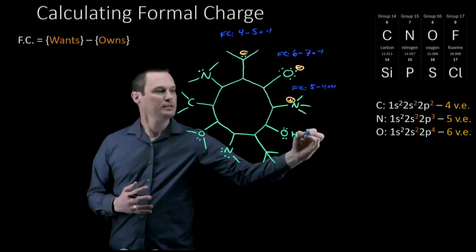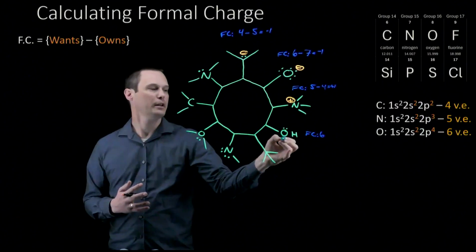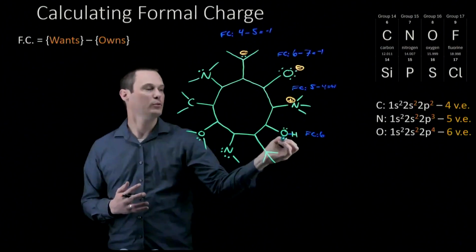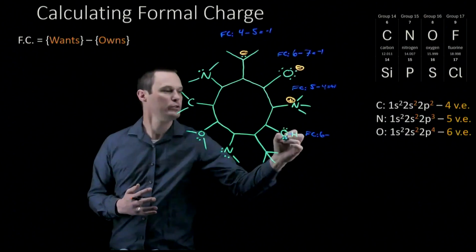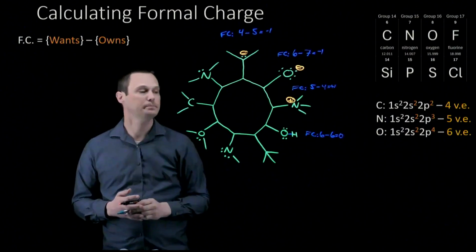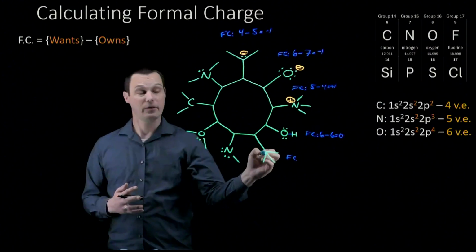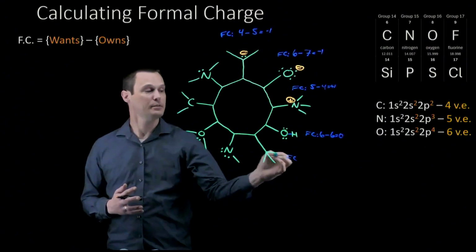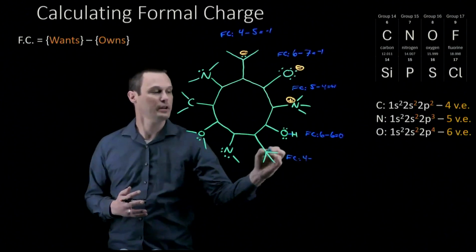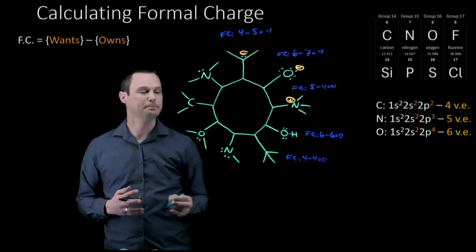This oxygen wants 6 electrons in its neutral ground state configuration. It owns 4 non-bonded electrons. There's an implied bond here between oxygen and hydrogen, so it owns half of the 4 bonding electrons. So it owns 1, 2, 3, 4, 5, 6 electrons. 6 minus 6 equals 0. This oxygen is neutral. This carbon in this structure down here does not have any non-bonded electrons, and it has 8 bonding electrons. So carbon wants 4 electrons in its neutral ground state, and it owns 4 electrons, so the formal charge equals 0. This carbon is also neutral.